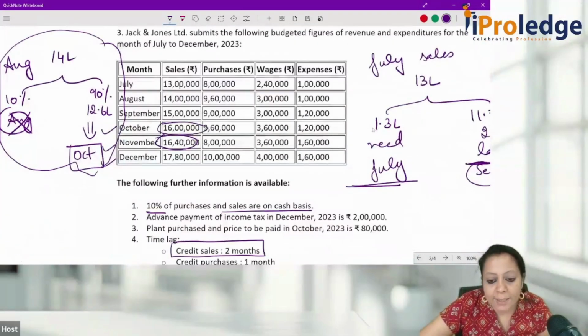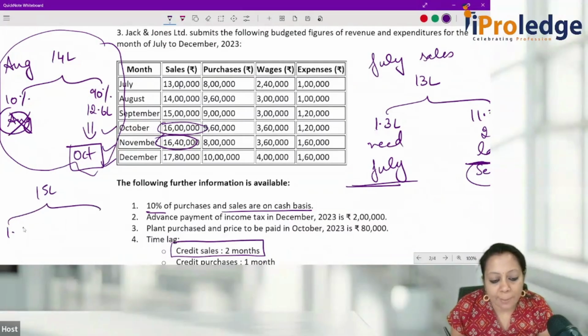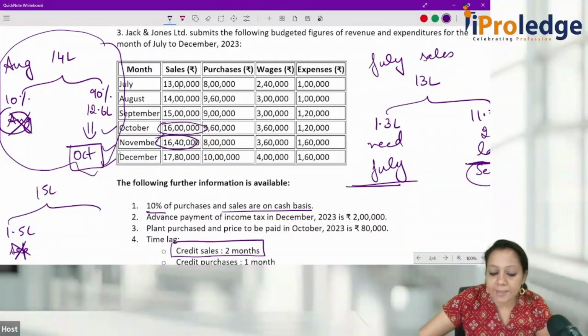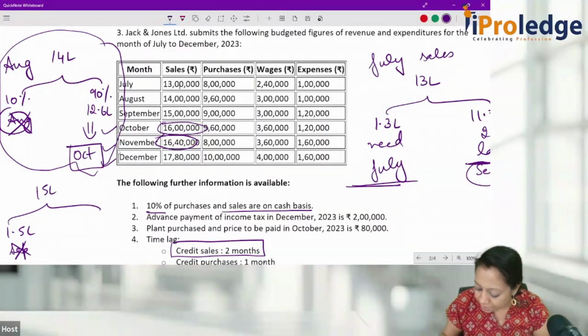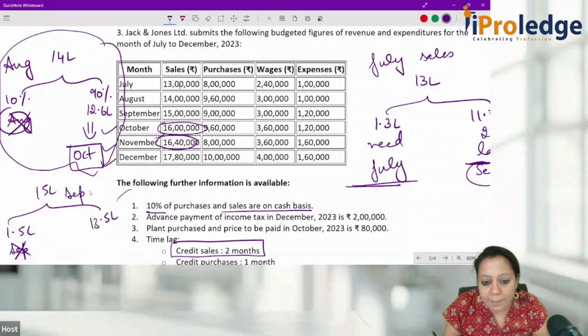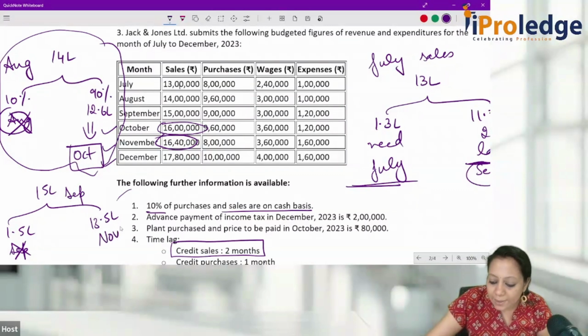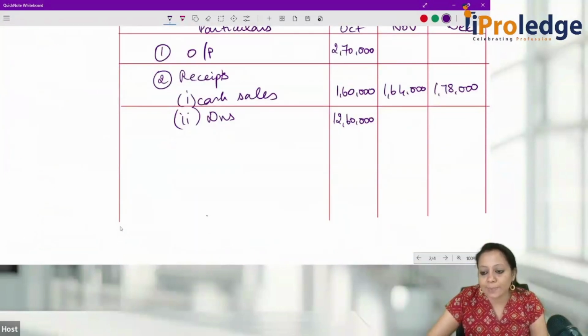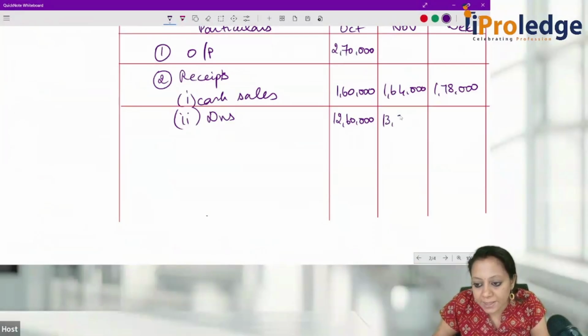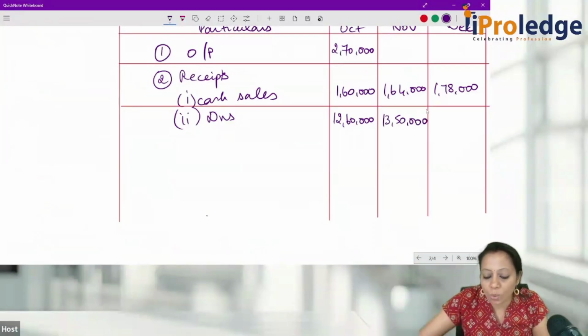Same way, September month, 15 lakhs. 1.5 lakhs will be received in September. I'm not bothered about this. 90 percentage, that is 15 lakhs into 90% is 13.5 lakhs, will be received 2 months later. 2 months after September is going to be what? October, November. Super. So that is going to be 13 lakh 50,000. So September is also over.